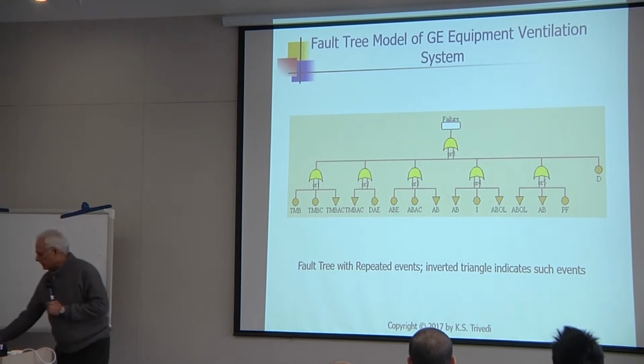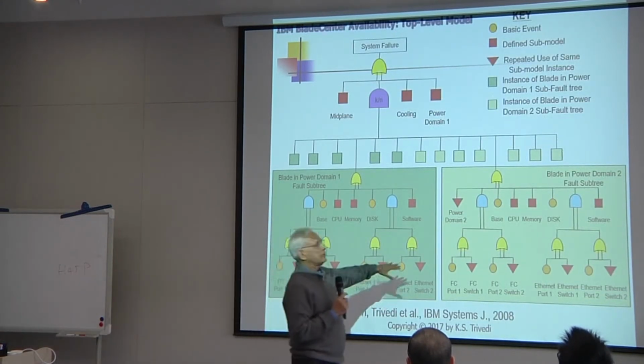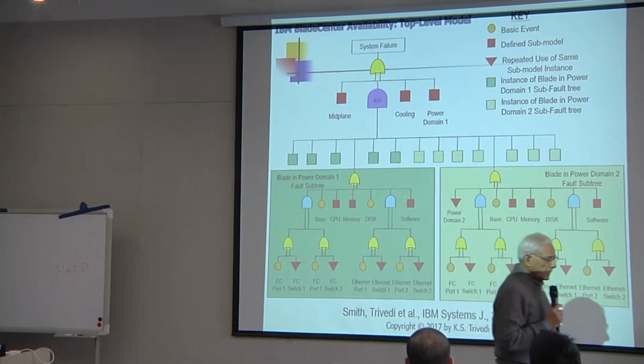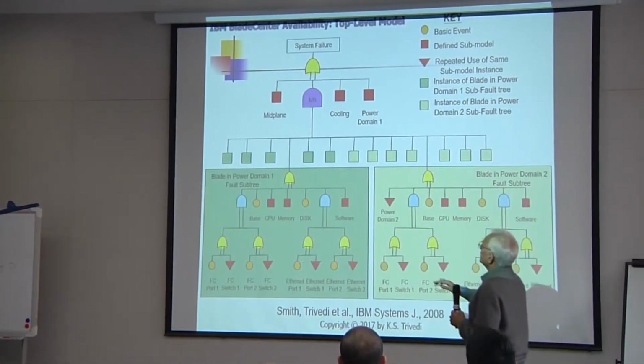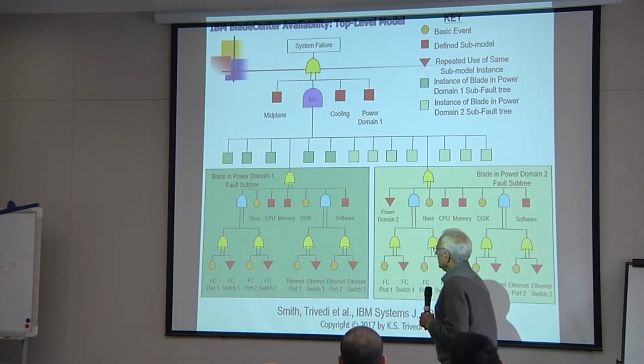Now, an even more interesting fault tree is from the IBM Blade Center. This is a top-level model of the IBM Blade Center. We will see later that whenever there is red, it means there is a sub-model down below. So this is only a top-level model.